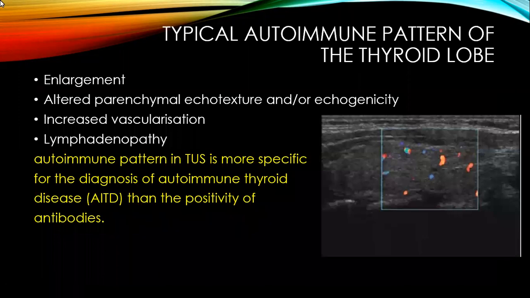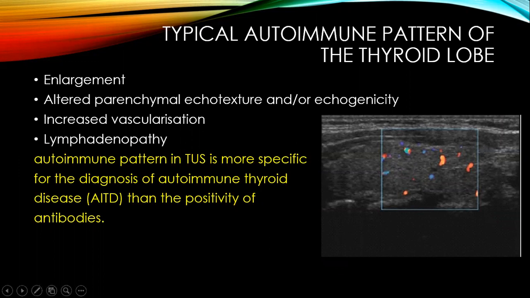So besides the nodules of the thyroid, we also have autoimmune diseases. They have a typical ultrasound appearance, which includes enlargement of the thyroid lobe. It also includes altered parenchymal echotexture and/or echogenicity. It can be both or just one. And we also get increased vascularization, and we may get associated lymphadenopathy.